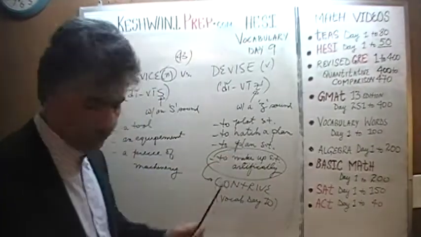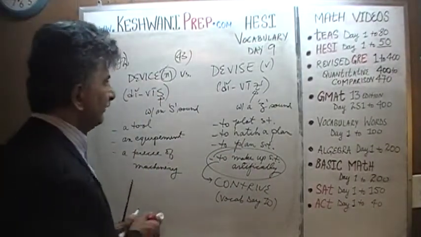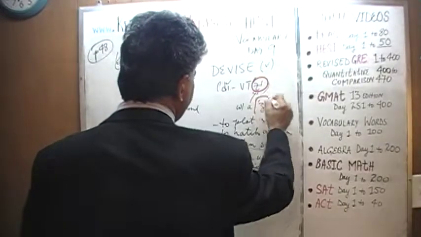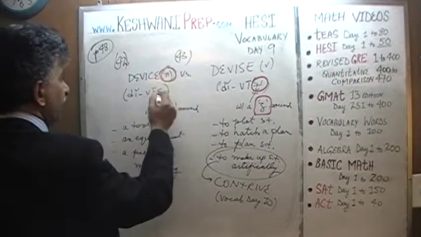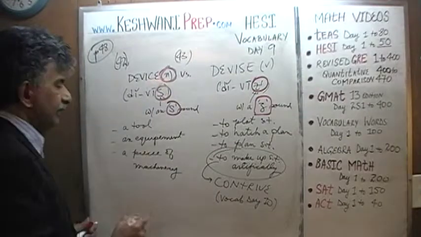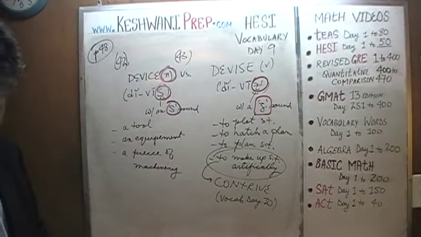Obviously, we made a note here. Device, the verb, is pronounced with a Z. And device, a noun, is pronounced with an S. Device. They are not homonyms.